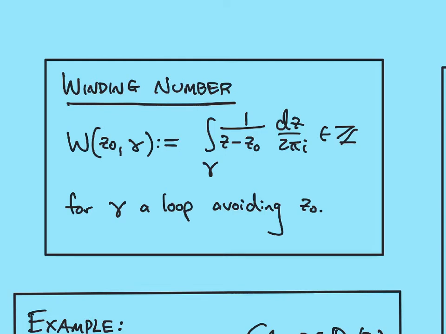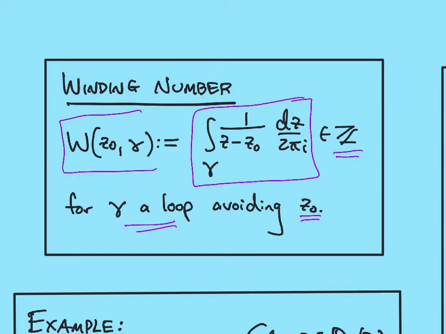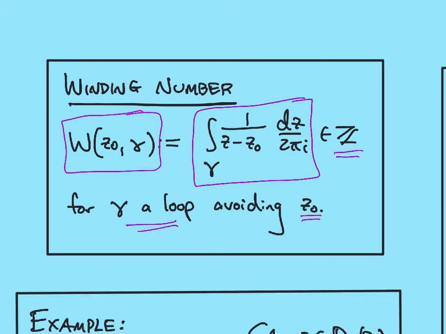Okay, so here again was our definition of winding number using these line integrals along loops. These will always give us integers for loops avoiding z0. And so w of z0 comma gamma counts the number of times gamma winds around z0.